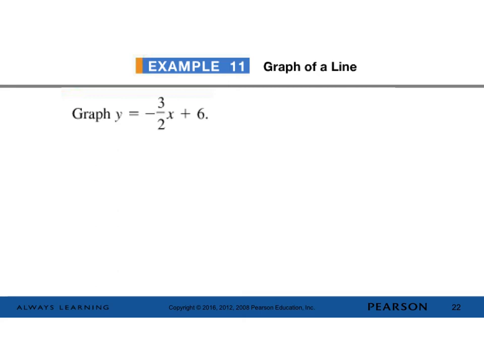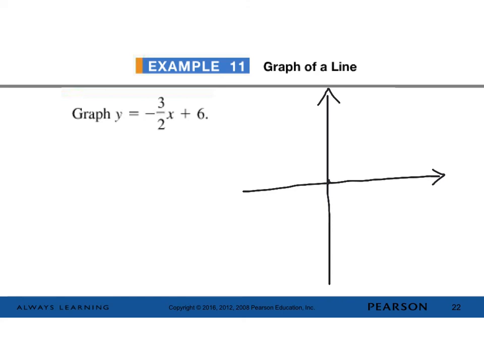So let's wrap up by doing our example 11. Example 11 says to graph y equals negative 3/2 x plus 6. When we graph negative 3/2 x plus 6, what we want is we need a graph grid, which I don't happen to have on this. So I'm going to have to draw one. Graph paper works much better for this.